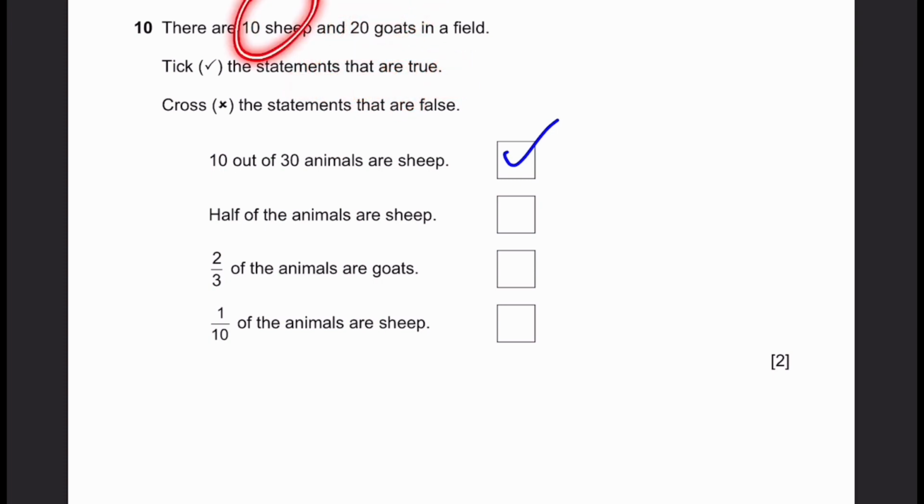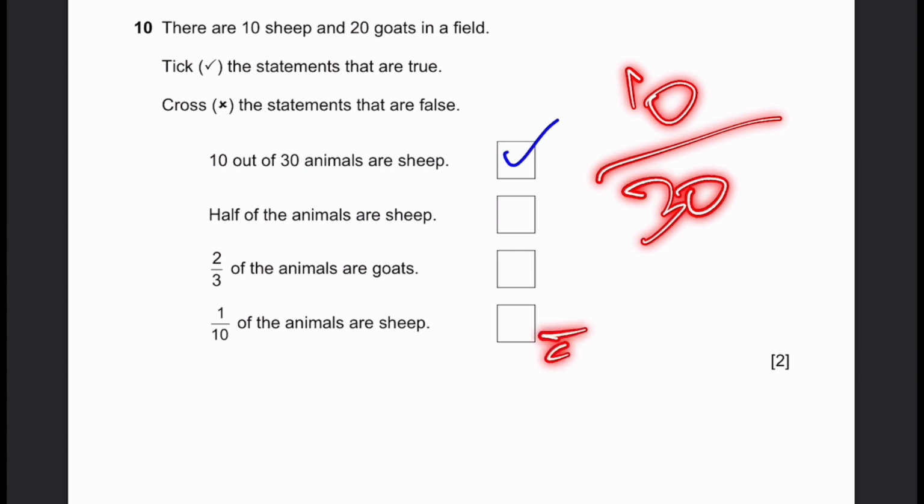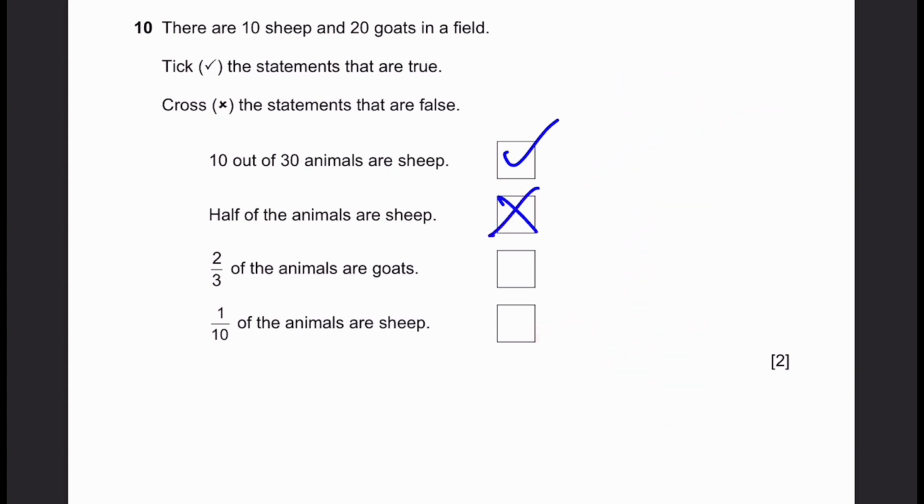And there are 10 sheep, which means 10 out of 30 animals are sheep. Half of the animals are sheep. There are 10 sheep, total 30. 10 by 30 is equal to 1 by 3. And that's not half, so this is wrong.